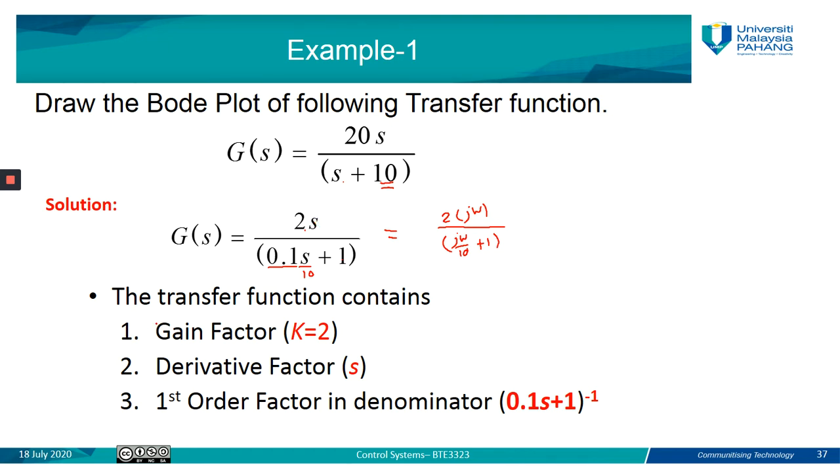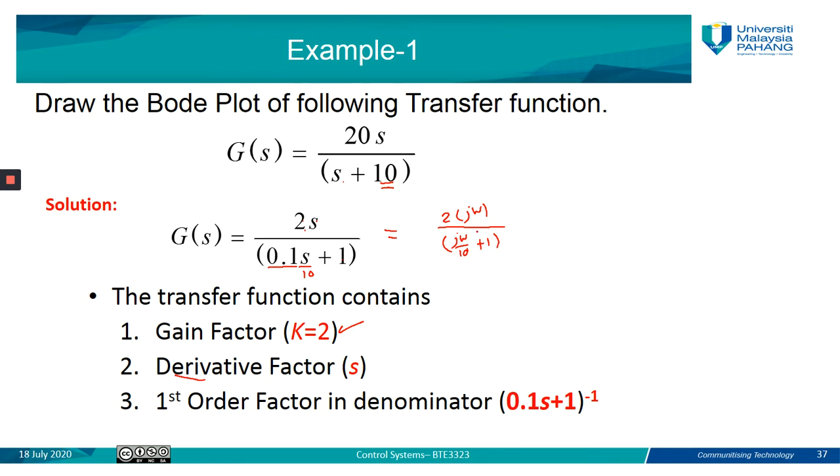The first element is the gain. The value of the gain after simplification becomes gain K equal to 2. The second is the derivative factor, or zero at origin. The value s here in the numerator represents the zero at the origin, or s equal to 0, so we call it the derivative factor. The third one represents the first order pole at the denominator here. So this is the first order pole: j omega over 10 plus 1.